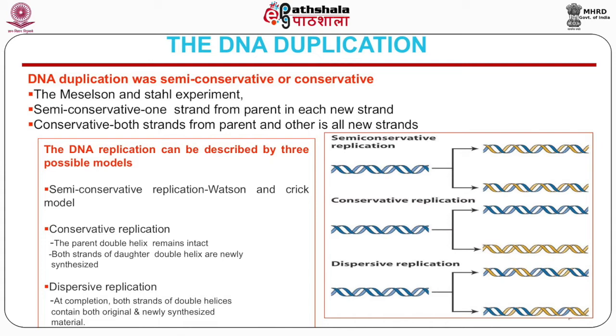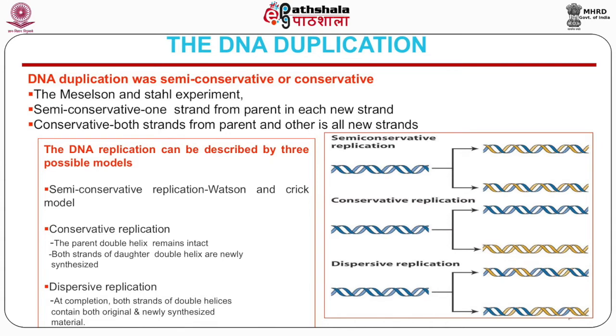One is known as conservative replication. The concept is that we have the two strands of the DNA, and two new strands are generated. So the parental strands and the daughter strands are completely separate, one is the old set, another is the new set. That's the conservative replication mode, where two totally new strands of DNA are synthesized from two old strands.